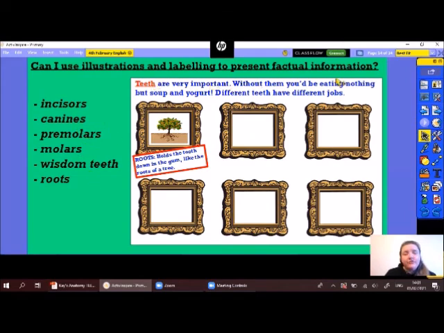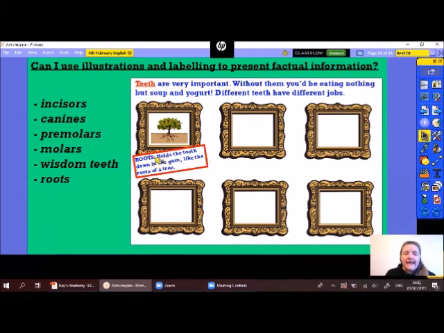So I've written my introduction at the top just to explain what the page is about. So I've written teeth are very important. Without them, you'd be eating nothing but soup and yogurt. Different teeth have different jobs. And then here I can put a different one in each picture and add a caption to go with it.